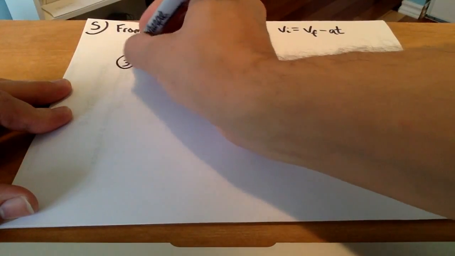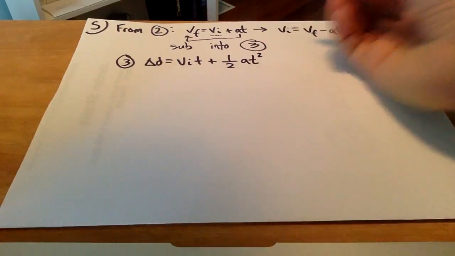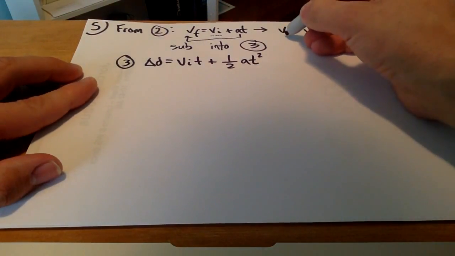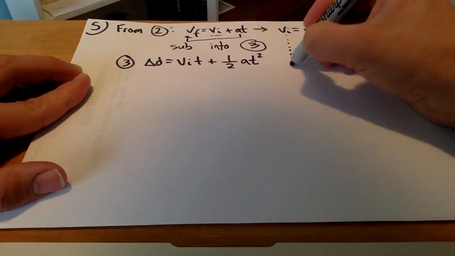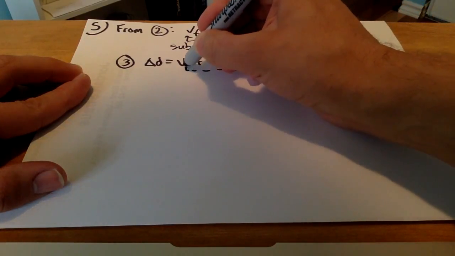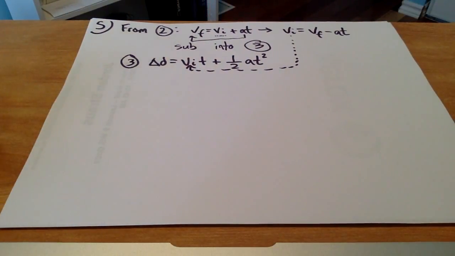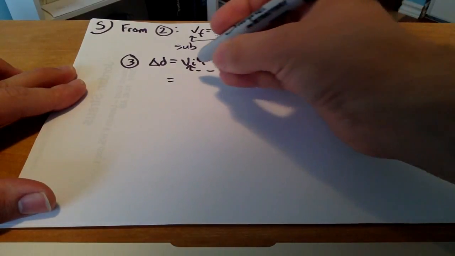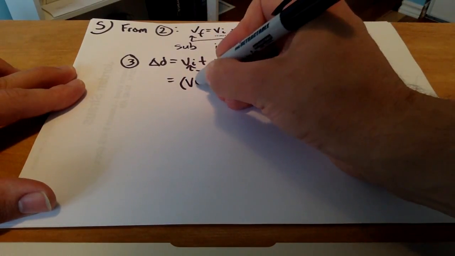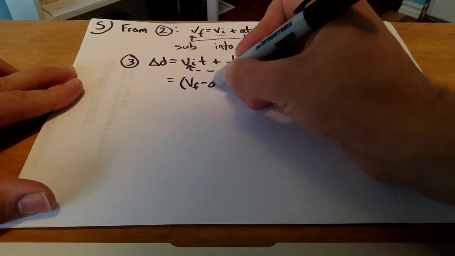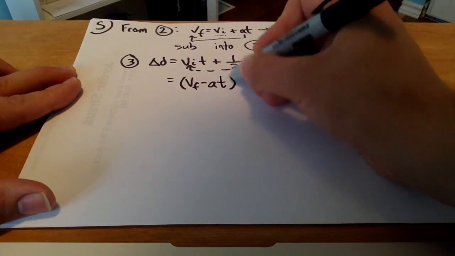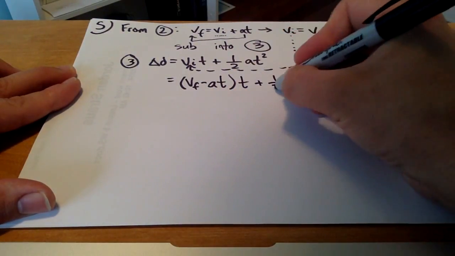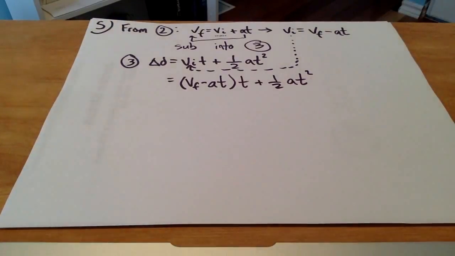Here I have equation 3. This is equation 3. I'm going to take VI from above, and I'm going to sub it in for VI in my equation 3. So when I make that substitution, I no longer have VI. In its place, I have VF minus AT times T plus 1/2 AT squared.